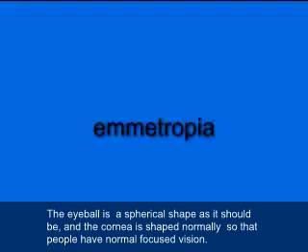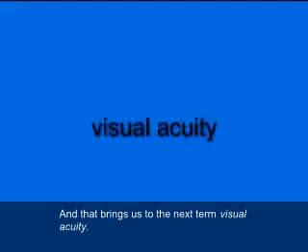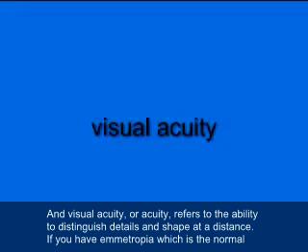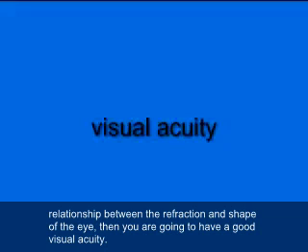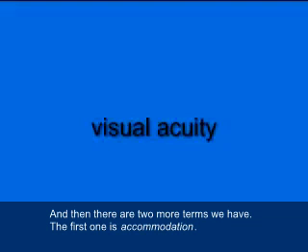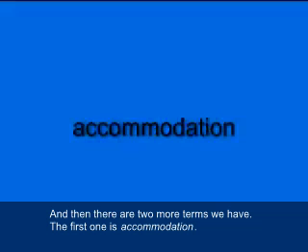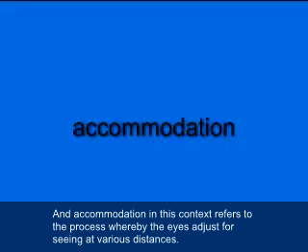And that brings us to the next term, visual acuity. Visual acuity or acuity refers to the ability to distinguish details and shape at a distance. If you have emmetropia, which is normal relationship between refraction and shape of the eye, then you're going to have a good visual acuity. And then two more terms we have. The first one is accommodation, which in this context refers to the process whereby the eyes adjust for seeing at various distances.